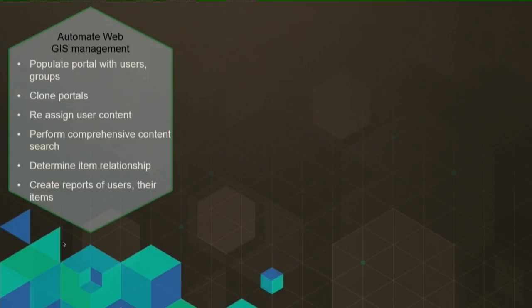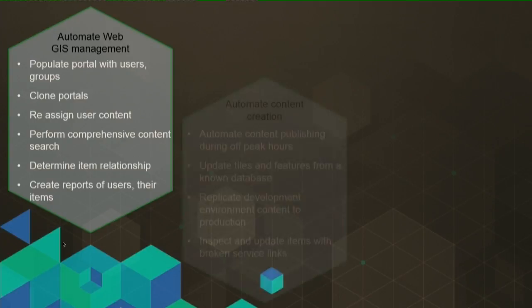And then do searching against your content. Also determine item relationships and create reports of users and their items. Also credit usage. You can lock down the number of credits someone uses or find out where credits are being used. And in a certain month, what kind of credits are being used out there and how many.